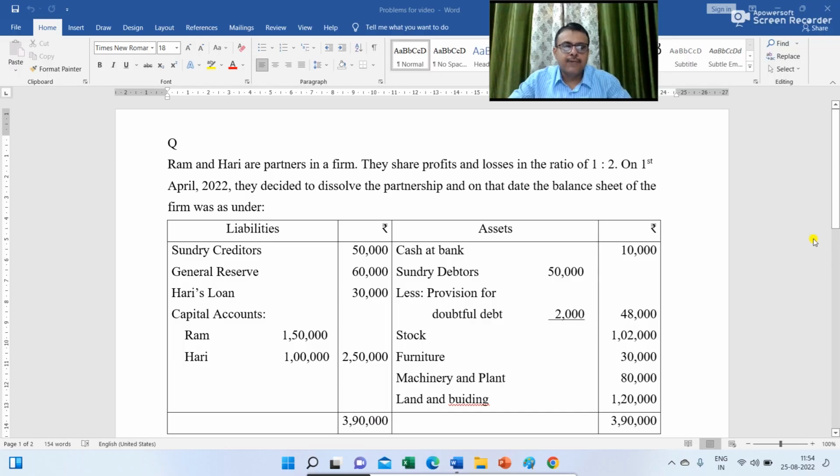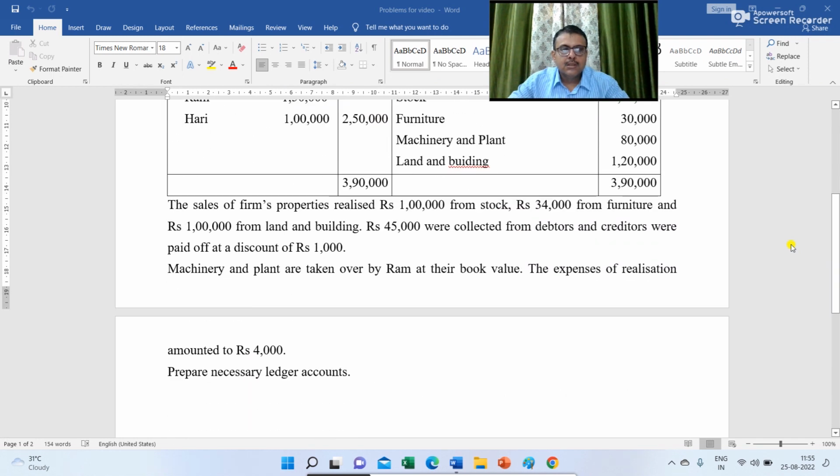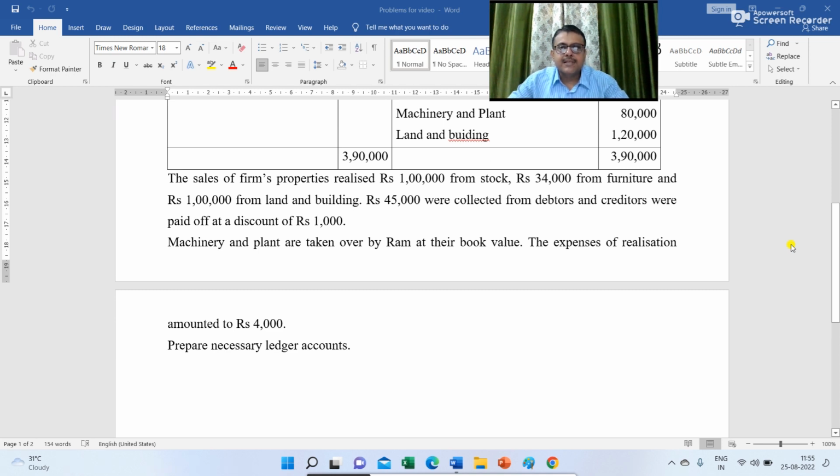Ram and Hari are partners in a firm. They share profits and losses in the ratio of 1:2. On 1st April 2022, they decided to dissolve the partnership, and on that date, the balance sheet of the firm was as under. Liabilities: Sundry creditors 50,000, general reserve 60,000, Hari's loan 30,000, capital account of Ram 1,50,000 and of Hari 1 lakh. And on the asset side, we have cash at bank rupees 10,000, sundry debtors 50,000, less provision for doubtful debt 2,000. So the net figure of sundry debtors is 48,000. Stock 1,02,000, furniture 30,000, machinery and plant 80,000, land and building 1,20,000. The total of assets and liabilities is 3,90,000.